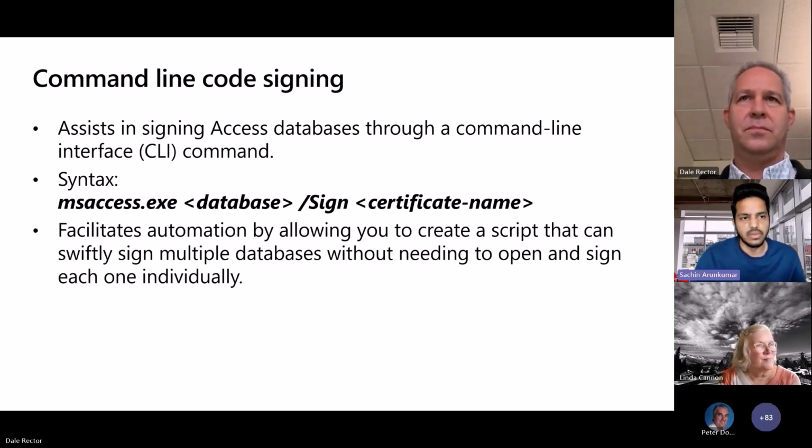We are providing a new command line interface. The syntax would be the Access executable location, then the database you want to sign, and there is a /sign flag. After that, you have to provide a certificate. As long as the certificate name is already installed and has code signing capability, you would be able to quickly sign the databases. This would actually facilitate automation.